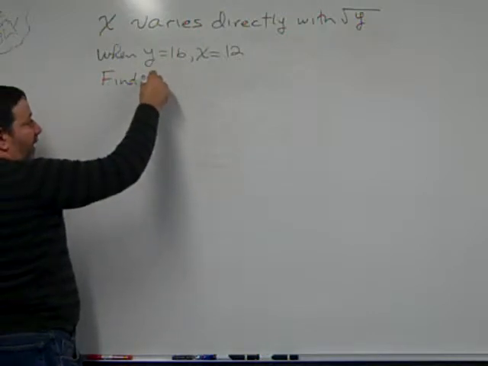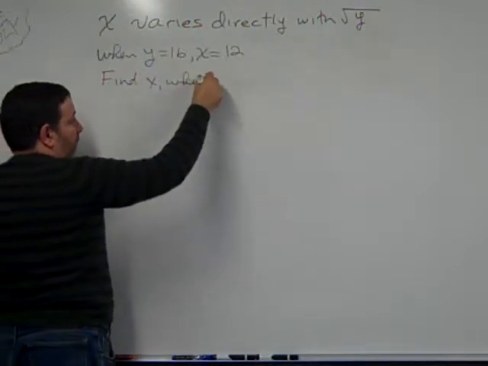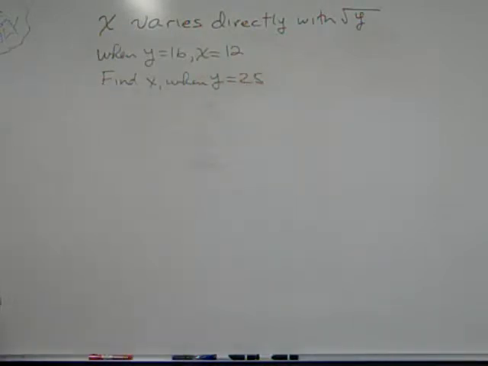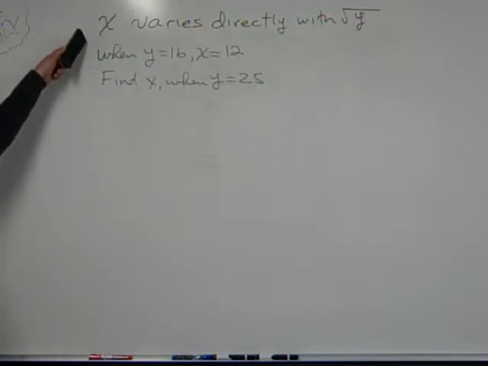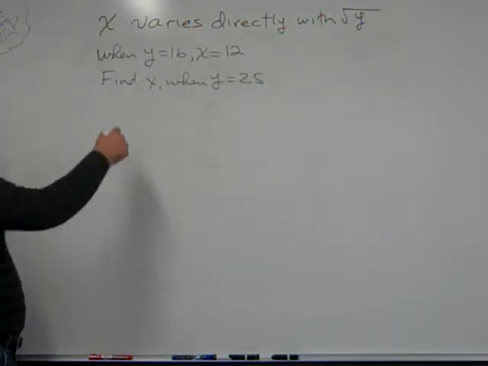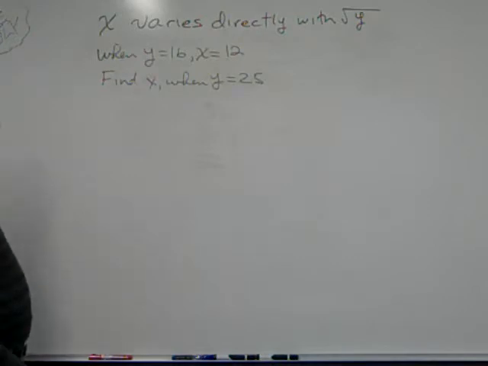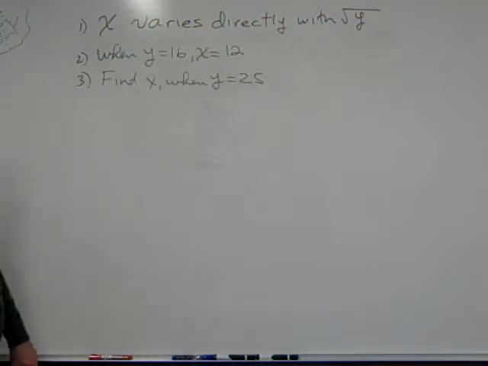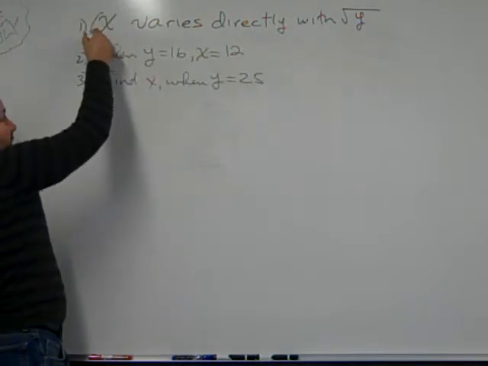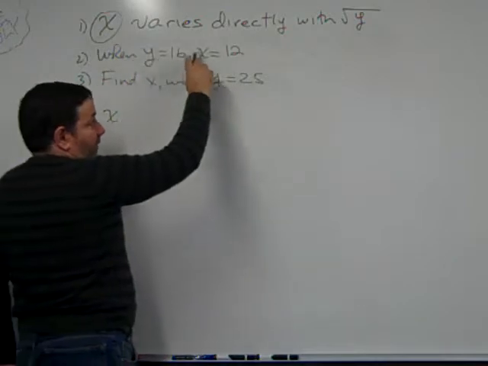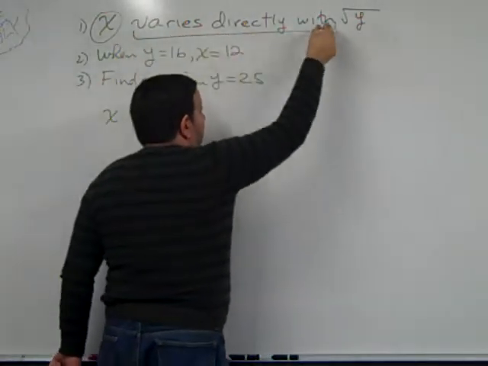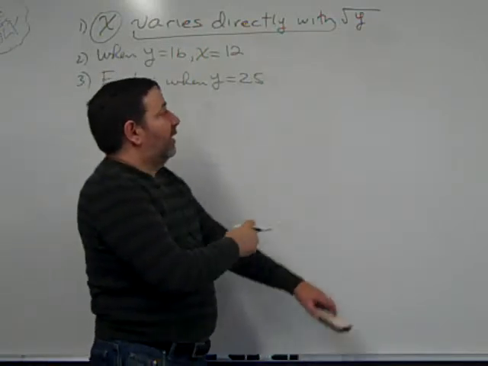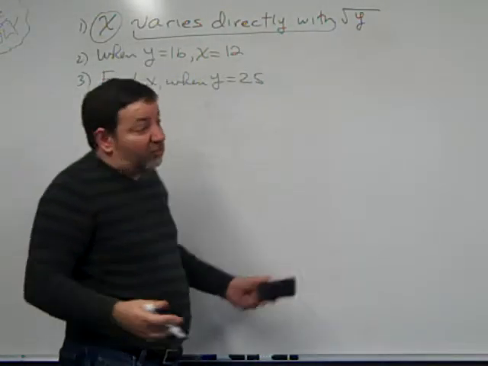Find x when y is equal to 25. It's always going to be in this form: 1, 2, 3. So let's do the first sentence. X varies directly with y. Well, x varies directly with means equal to k times the square root of y.